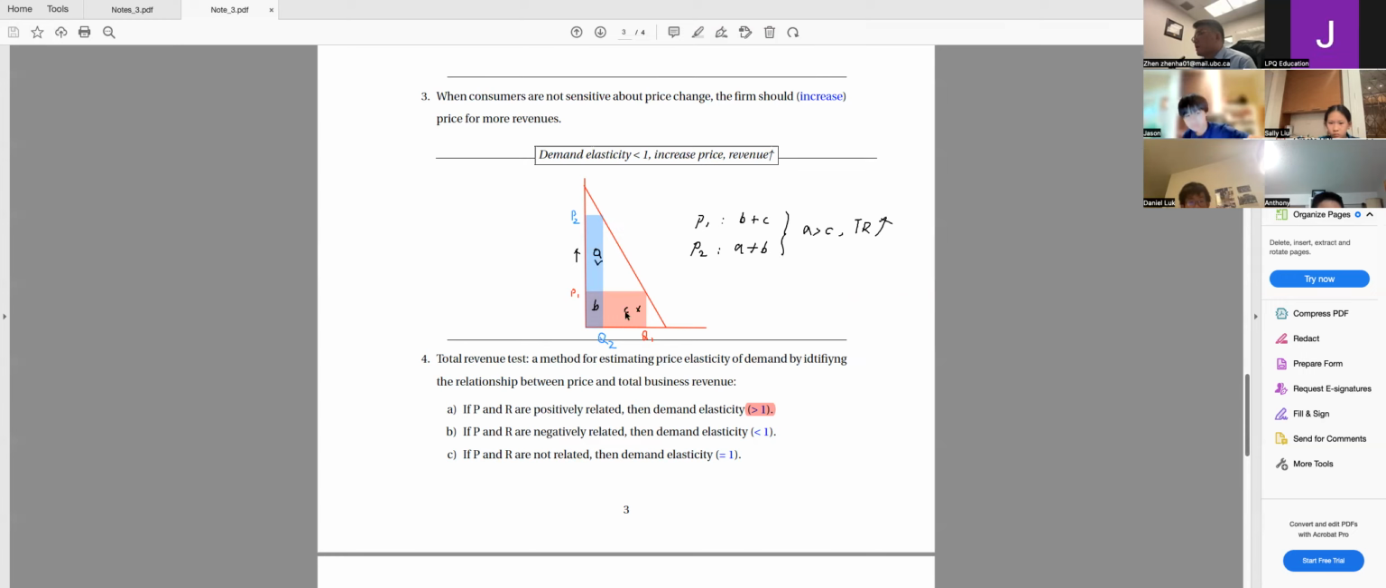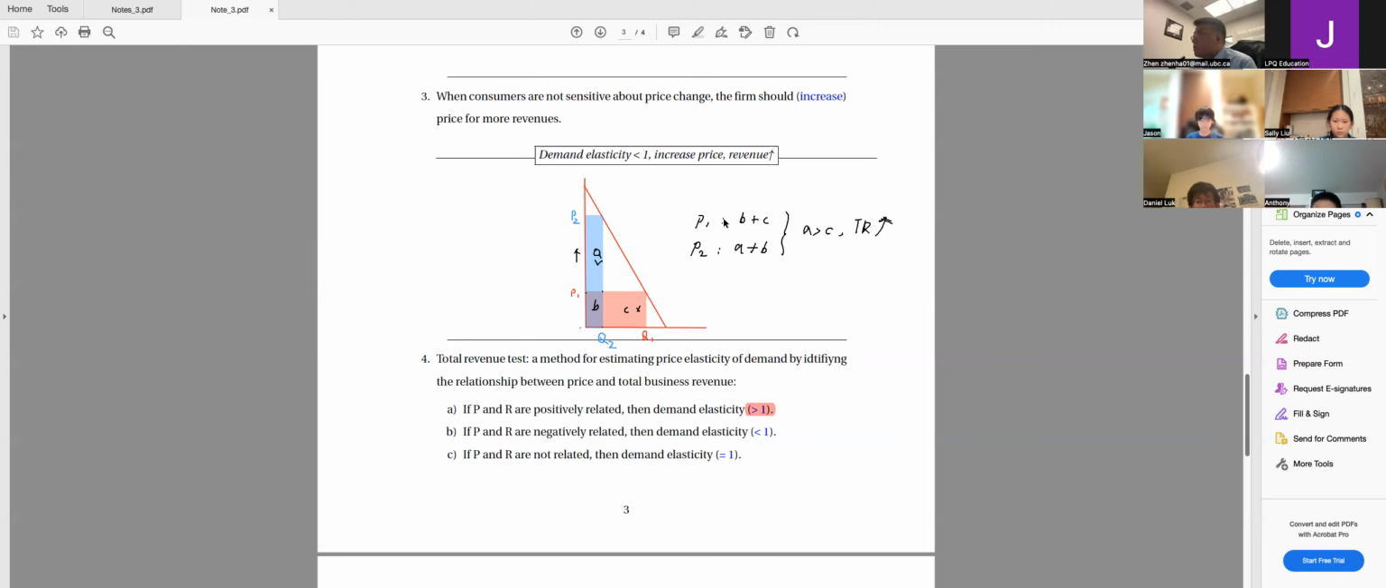A should be greater than C, right? The overlap part is called B, so A should be greater than C. So the total revenue now can increase. This is how we use ED.